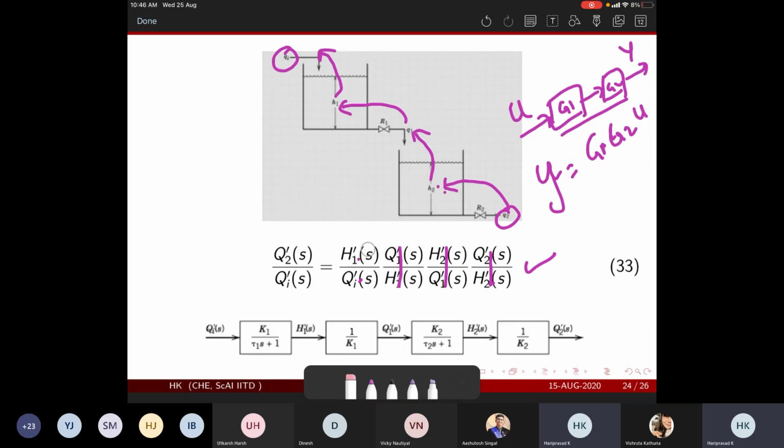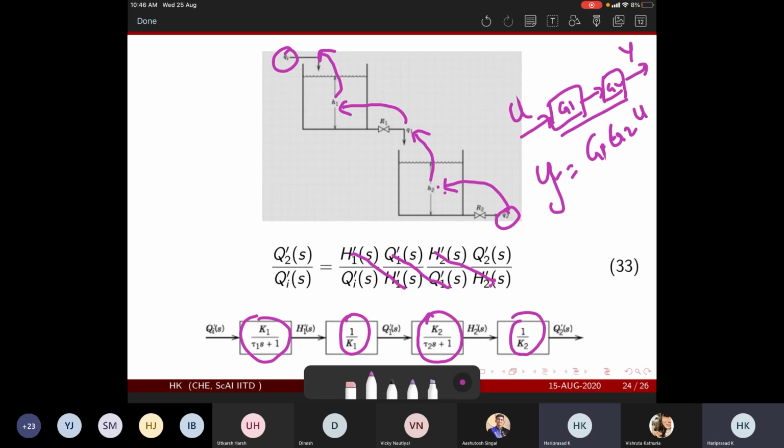So what would eventually happen? All of this would cancel, and only Q2 and H1 would be retained. For tank 1, H1 by Q1 is K1 by tau s plus 1 and Q1 by H1 is 1 by K1. Similarly, for tank 2 you only replace 1 with 2: H2 by Q1 would be K2 by tau s plus 1 and Q2 by H2 is 1 by K2.